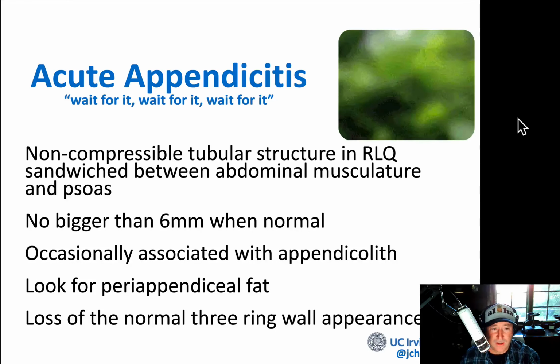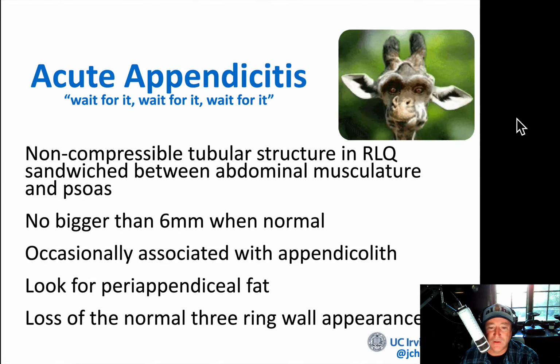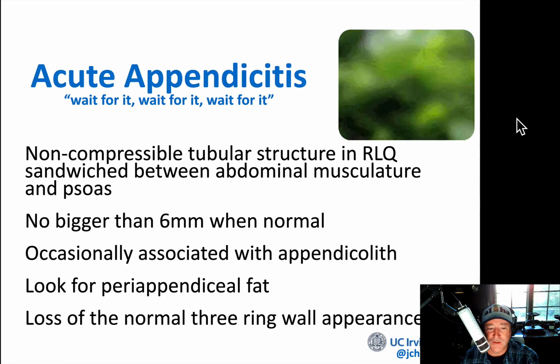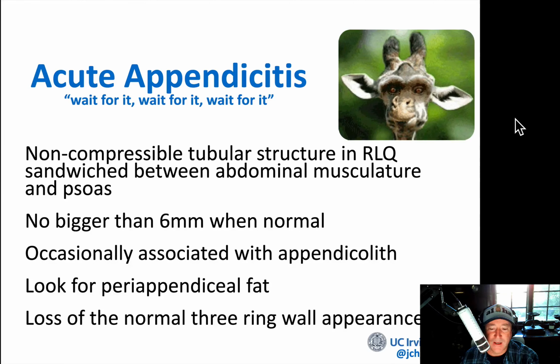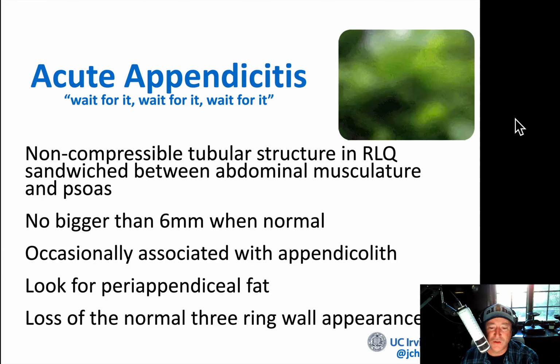And so you're looking for a non-compressible tubular structure that's about 6 millimeters or larger, obviously. And sometimes you'll see an appendicolith in there, blocking the lumen of the appendix. That's the whole cause of the appendicitis. Eventually, when that appendicolith blocks the appendix, it starts getting swollen. The venous drainage can't drain because of the increased pressure from the luminal pressure going up from the blockage. Then it can get gangrenous and perforate.